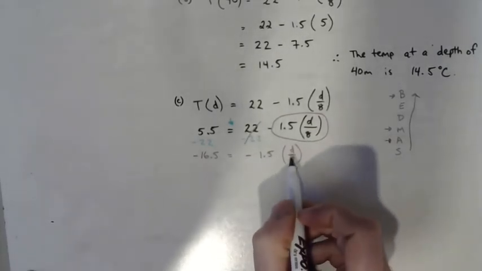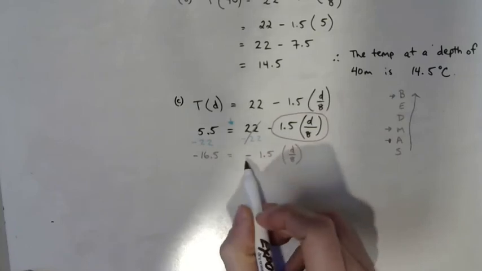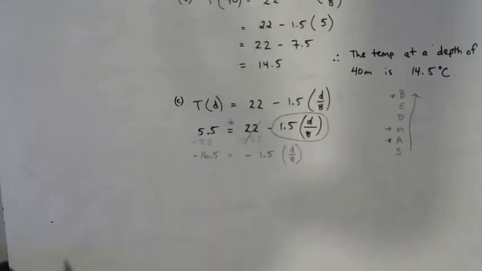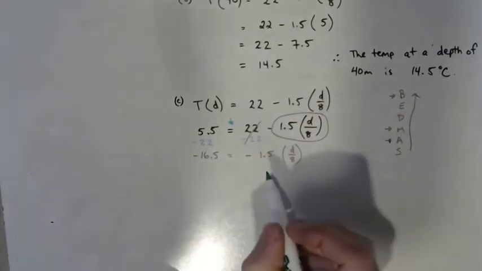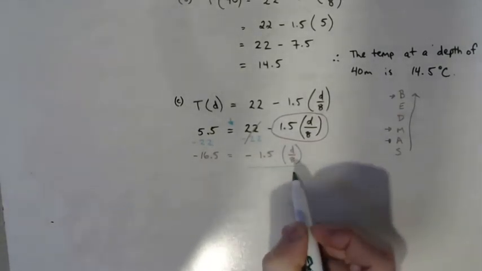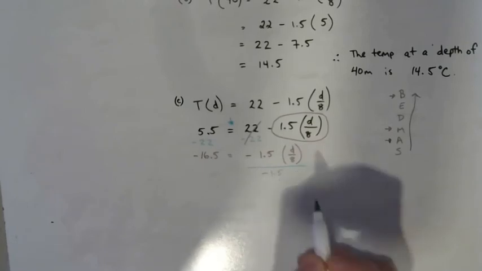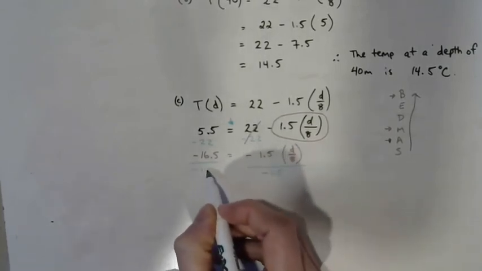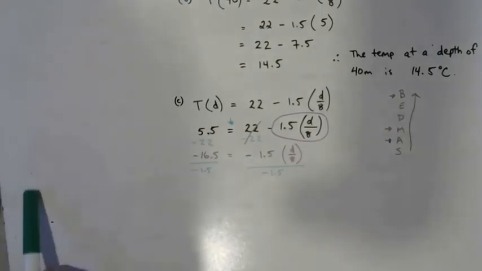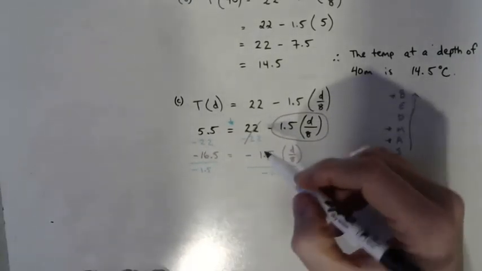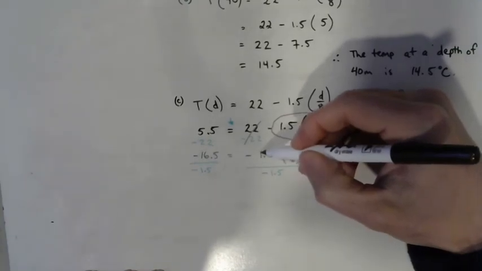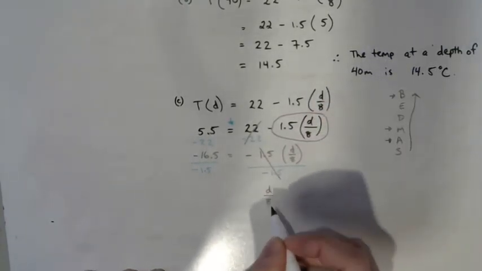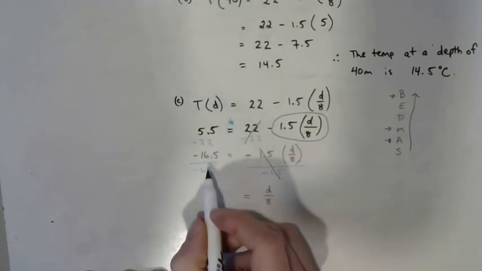I've got d over 8 multiplied by negative 1.5. It's being multiplied by negative 1.5. Well, what do I need to do to undo that? I need to divide this whole side by negative 1.5. If I do something to the right, I must do it to the left. Okay, so over here on the right, it's pretty straightforward. Those guys cancel out, and I'm just left with d over 8.